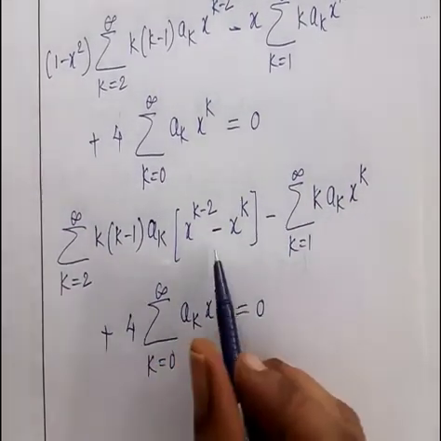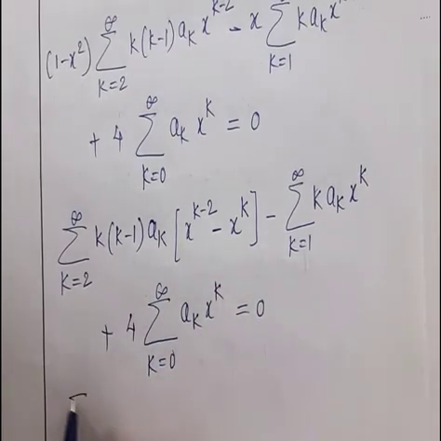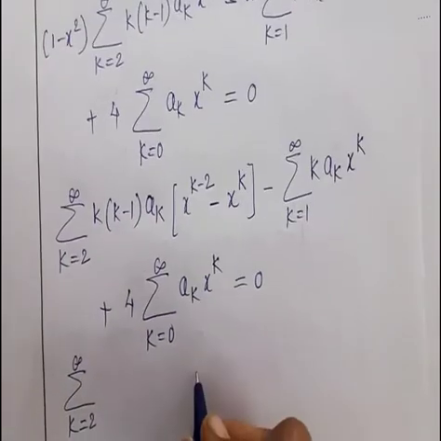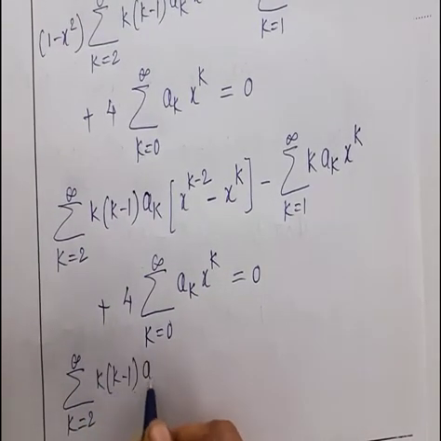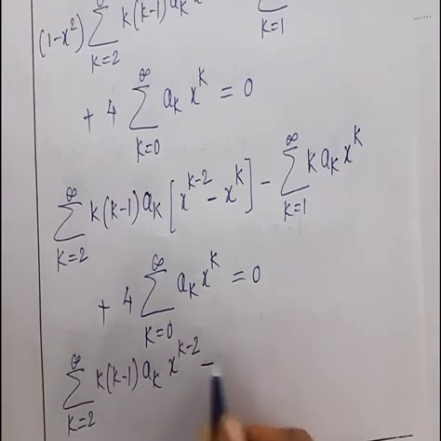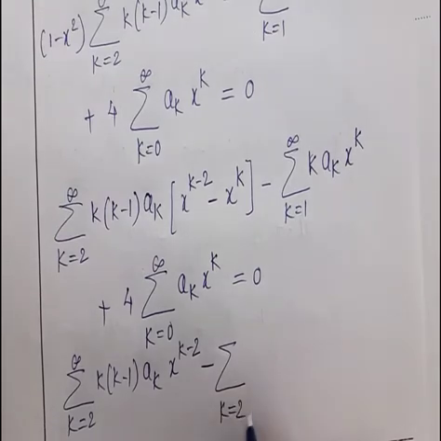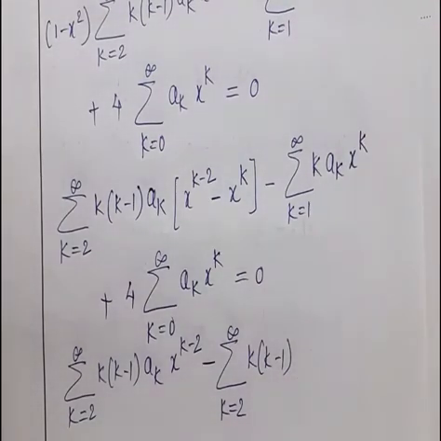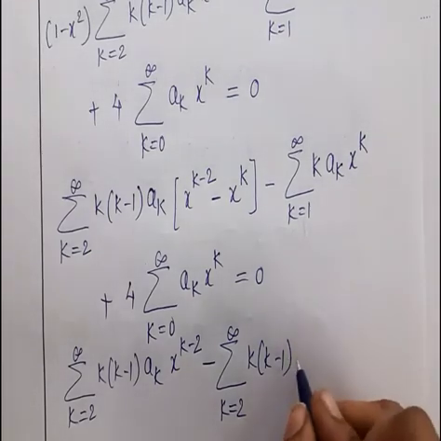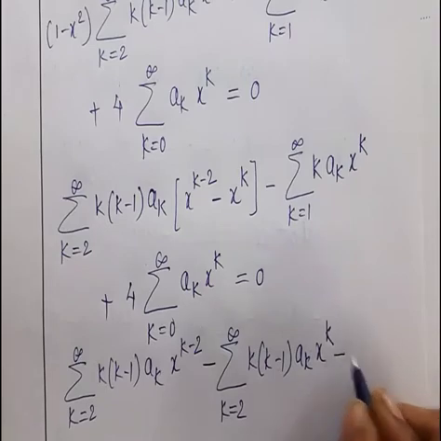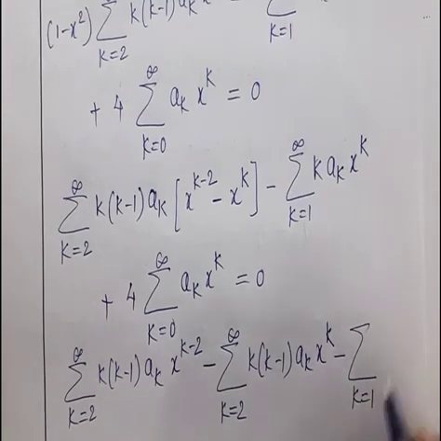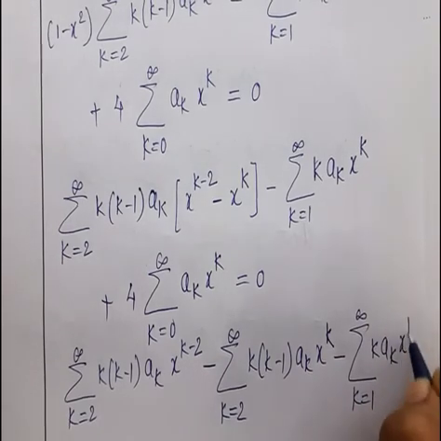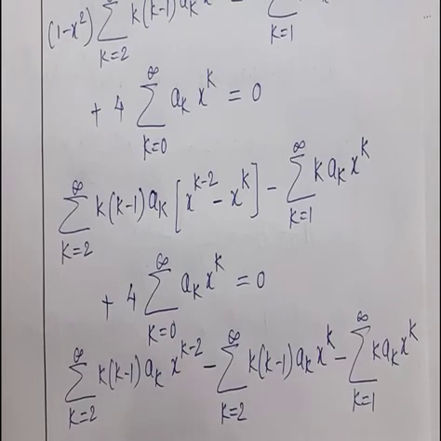Now separate both the terms because they are in different powers. So summation k is equal to 2 to infinity k multiplied by k minus 1 ak x to the power k minus 2, minus summation k is equal to 2 to infinity k multiplied by k minus 1 multiplied by ak x to the power k, minus summation k is equal to 1 to infinity k multiplied by ak x to the power k, plus 4 times summation k is equal to 0 to infinity ak x to the power k, and this is equal to 0.